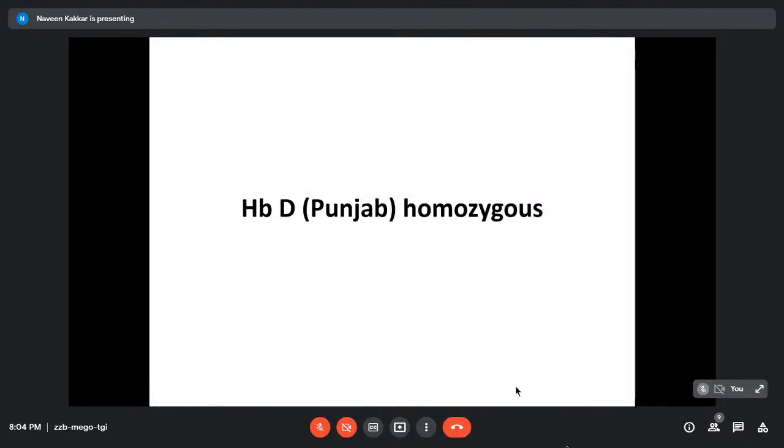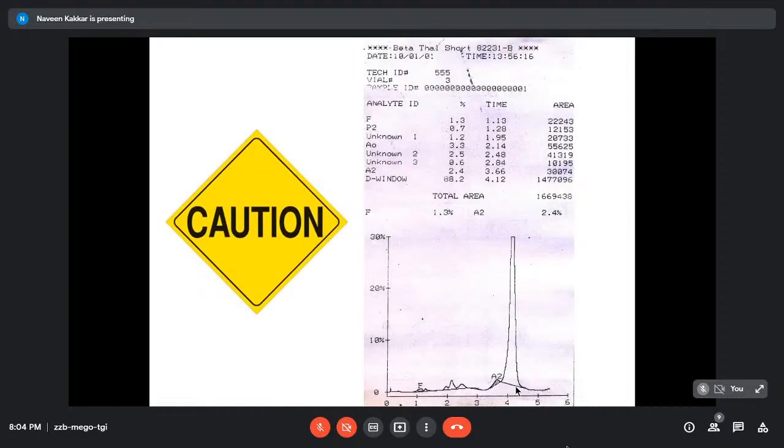So that was actually D Punjab homozygous. These patients have microcytosis, but otherwise they are asymptomatic. Now, a word of caution on this case only. I just want you to see carefully in this zone. So if you see, the D peak as it lifted up has also interfered in the A2 peak.